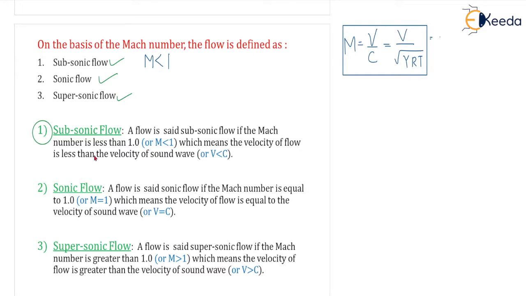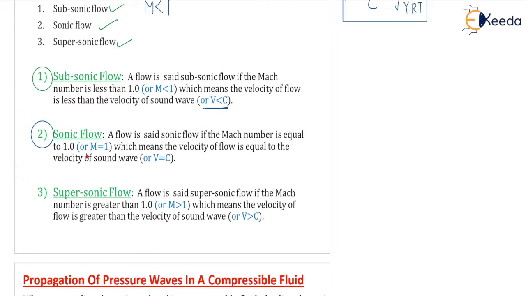So this is subsonic flow, which means the velocity of flow is less than the velocity of sound wave, that is V less than C. Second one is sonic flow. A flow is said to be sonic flow if the Mach number is exactly equal to 1. When your Mach number M is equal to 1, that is called sonic flow, which means the velocity of flow is equal to the velocity of the sound wave, that is V equal to C.